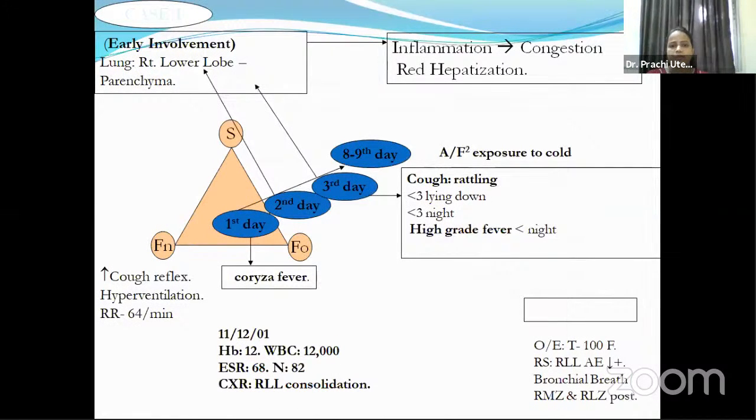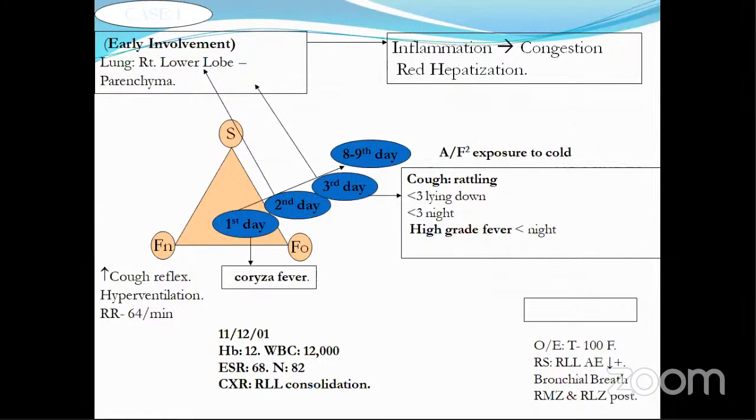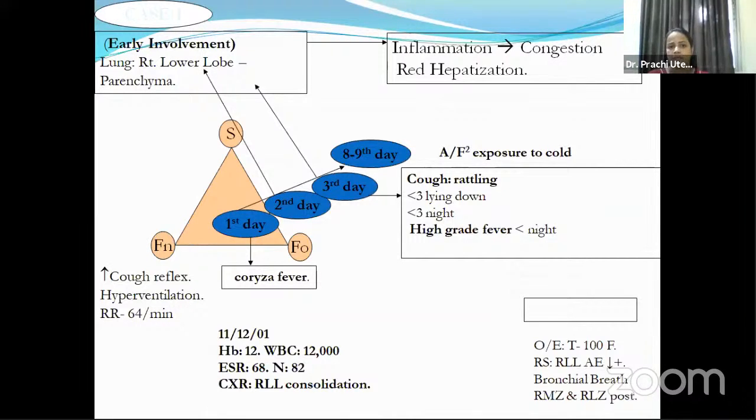So here, just to make you understand how we can plot this: the structure which is getting affected is the lung, that is the right lobe parenchyma. The function which is hampered is that there is increased hyperventilation, increased cough reflex, and the form which is there is cough, which is rattling, and high-grade fever.